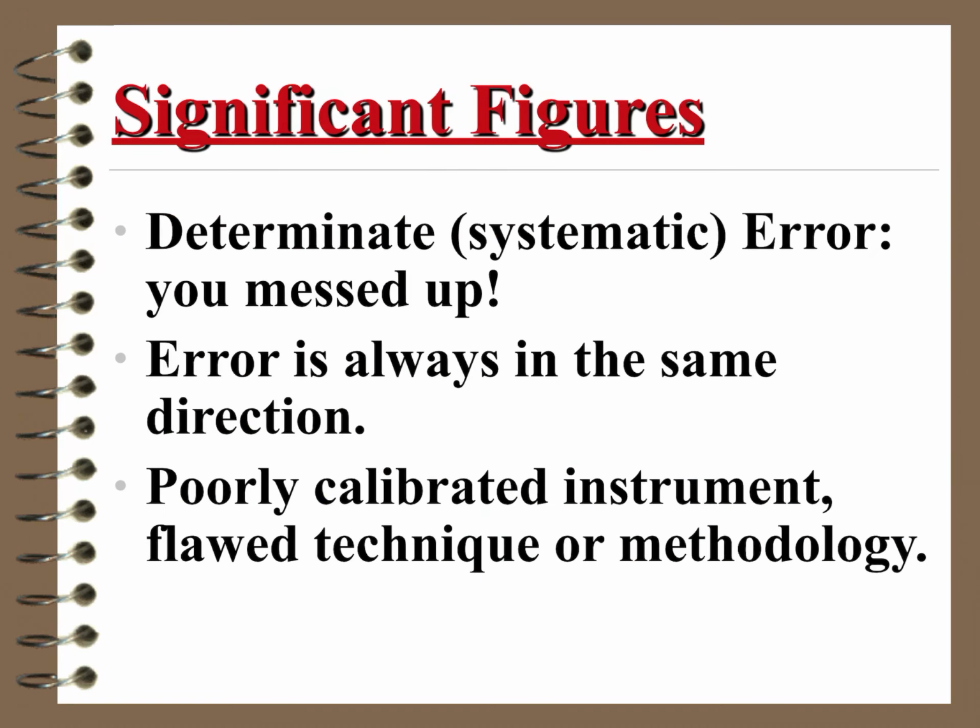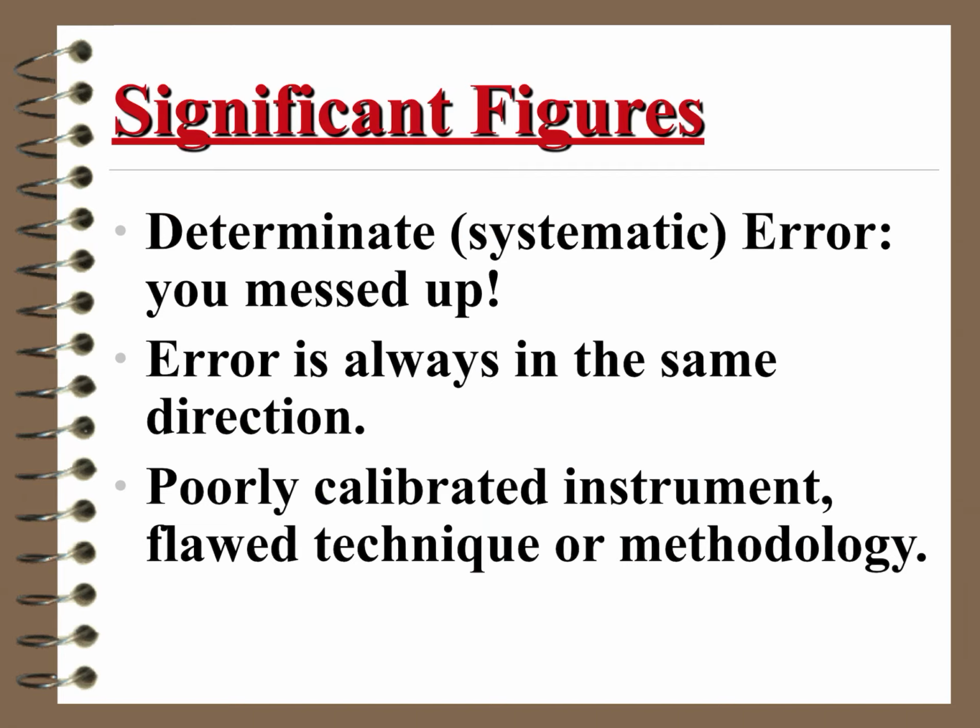Okay, there are 3 types of error that you have to deal with in your lab. The first one is called determinate error, systematic error. Some people call it human error. In other words, you messed up. Now, you messing up may not necessarily be your fault, but it's something that you can deal with and get rid of. In other words, what if you have a miscalibrated instrument? Well, then you take the instrument to a technical place and have it calibrated. Or you read the instructions and calibrate it yourself.